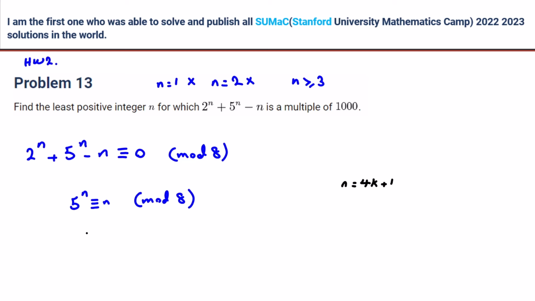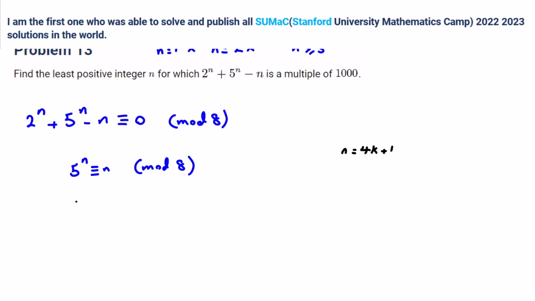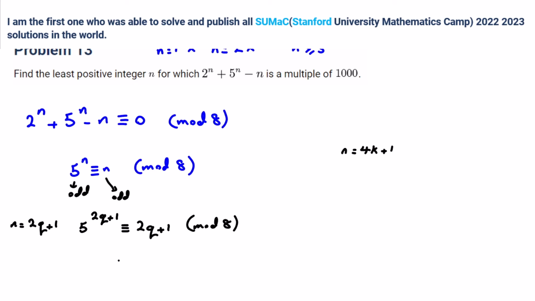Let's check. At first, we know that this one is odd, right? Yeah. So this one also should be odd, because if it is even, then it's not possible. Because when these two things are congruent mod 8, they are also congruent mod 4, mod 2, right? Yeah. So n also has to be odd. So n is equal to 2q plus 1. So 5^(2q+1) is congruent to 2q plus 1 mod 8, right? Yeah.